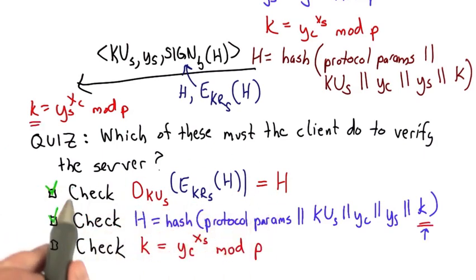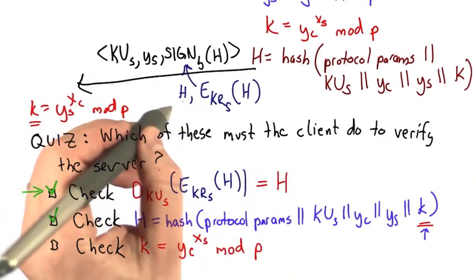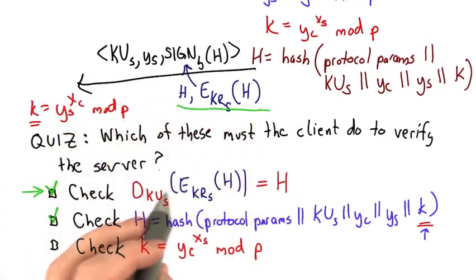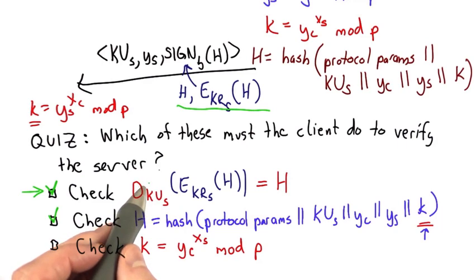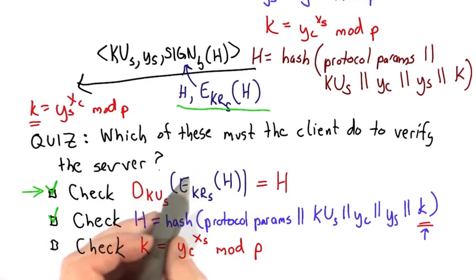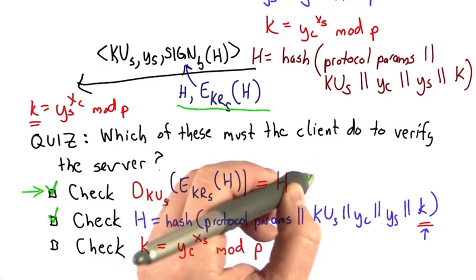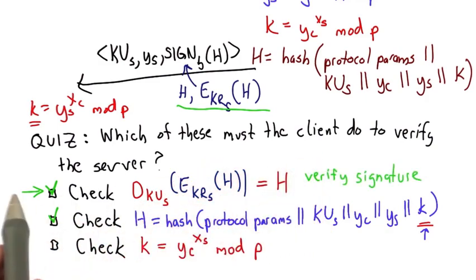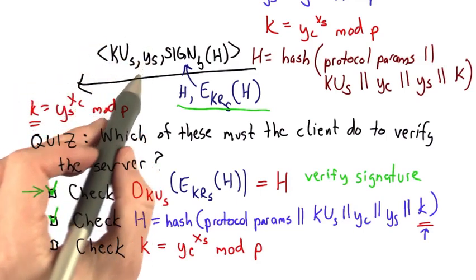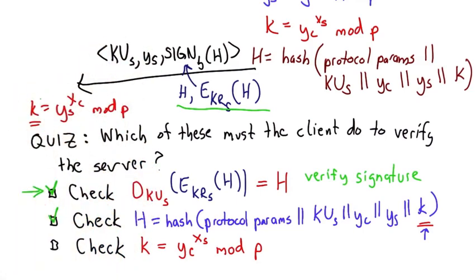So the answer is the first two. The first one is checking the signature. We're checking the signature here by decrypting using the public key. That verifies that this message was created by someone who knows the private key. So we verified the signature. And you might think that would be enough. We verified the signature, we obtained the public key, and we obtained the value that we need to produce our Diffie-Hellman key. The reason that's not enough is because we're also worried about replay attacks.